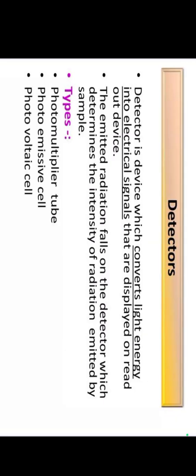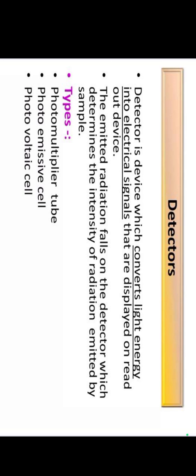Detectors. The main use of detectors in the instrumentation is to convert light energy into an electrical signal. When light energy passes through the monochromator, that light is converted into an electrical signal, which is displayed on a readout device. The emitted radiation falls on the detector, which determines the intensity of radiation emitted by the sample.